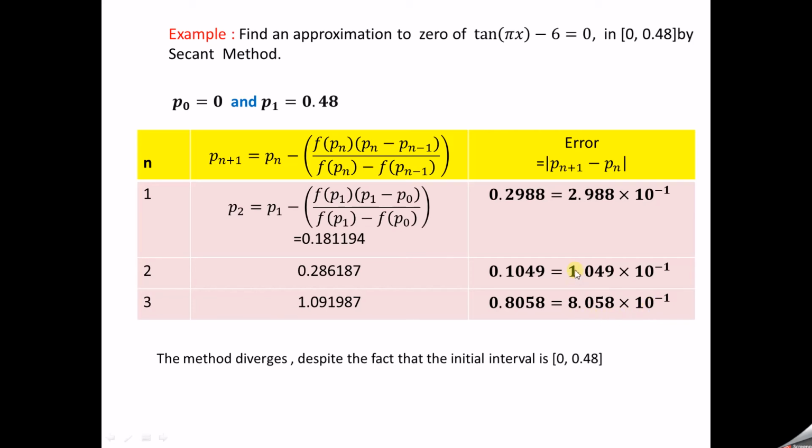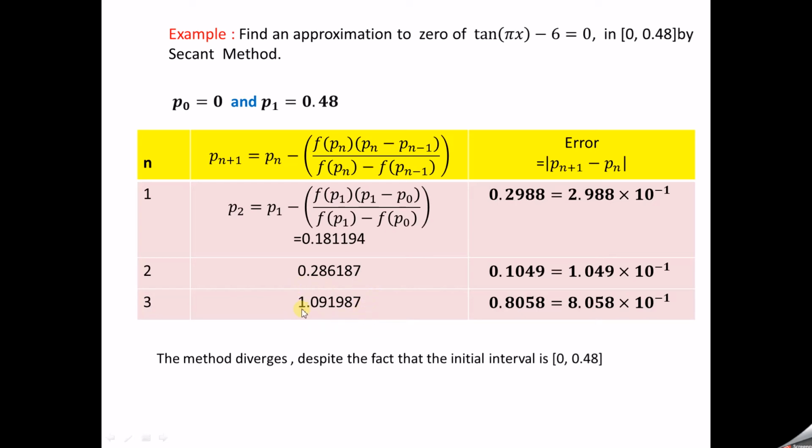So here the error is increasing, and the approximation we get is nowhere in the interval [0, 0.48]. That means we are going away from the interval, and away from the exact root. The exact root lies between 0 and 0.48.